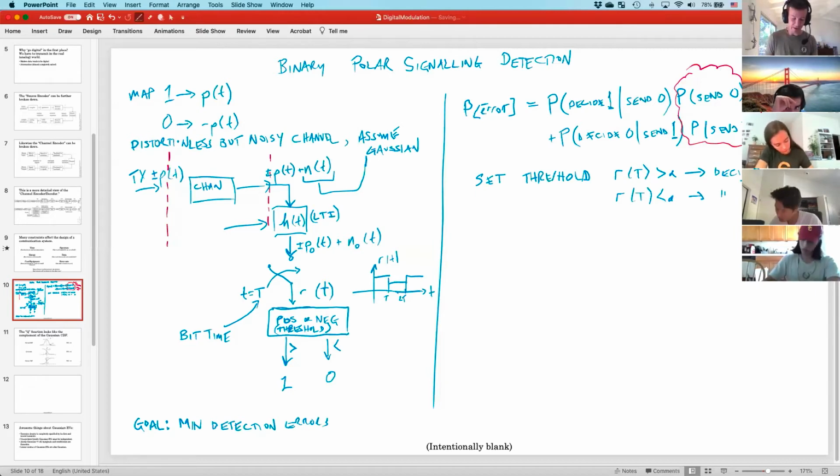Now we can all of a sudden put some numbers to these decision probabilities. Okay, so the probability that I decide 1, I'm going to start abbreviating here, decide 1 given send 0, is the probability that R of big T is bigger than our threshold, given negative P of T was sent.